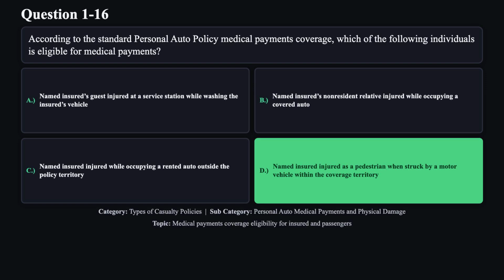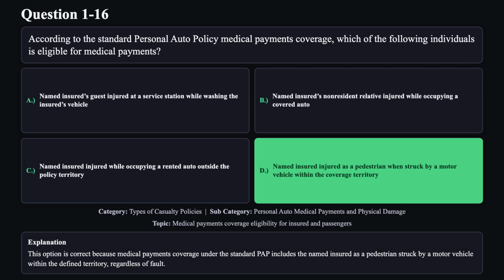The correct answer is D. This option is correct because medical payments coverage under the standard PAP includes the named insured as a pedestrian struck by a motor vehicle within the defined territory, regardless of fault.